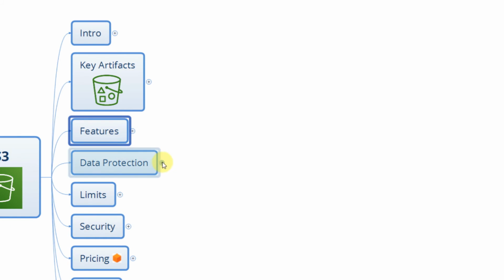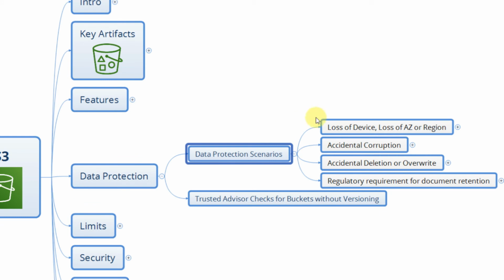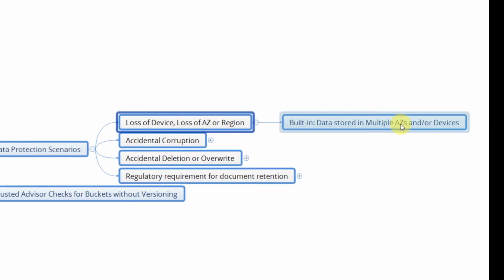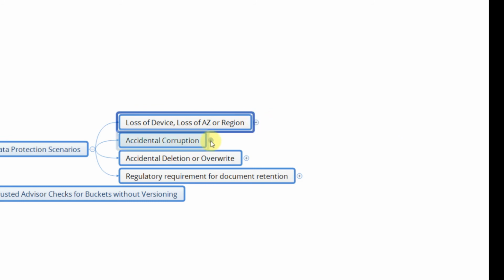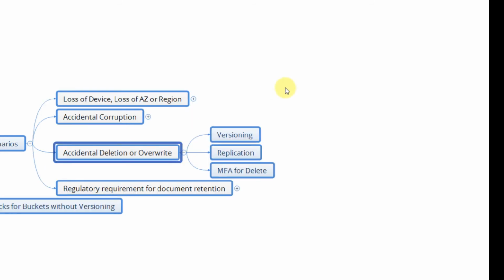Let's look at data protection features. This is especially important for S3. These are the scenarios where data protection is needed. If a device is lost, or an availability zone or a region is lost, there is built-in support for protecting the data, because data is stored in multiple AZs and/or devices. If there is accidental corruption, there is some built-in protection through checksums and CRC checks on data written and retrieved. If there's an accidental deletion or overwrite, you can use the versioning feature, the replication feature, and the MFA delete discussed earlier to protect the data.